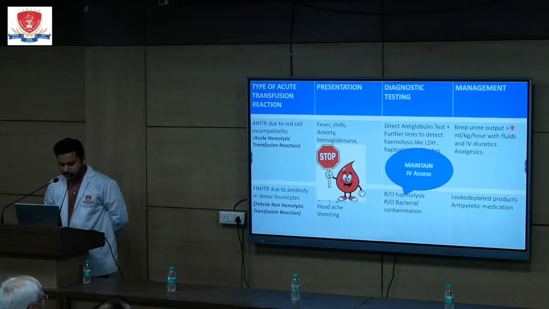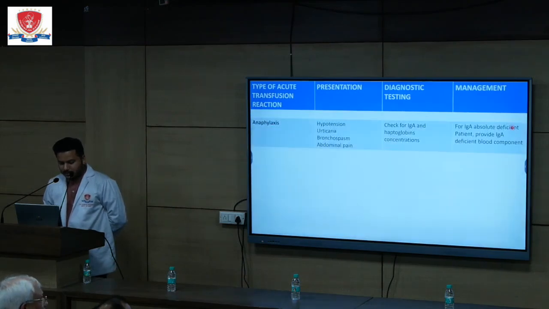Then we have the anaphylaxis reactions in which we see hypotension, urticaria, bronchospasm, abdominal pain. Diagnosis is checking for IgA and haptoglobin concentration. Management: for an IgA absolutely deficient patient, we should always provide IgA deficient blood components.